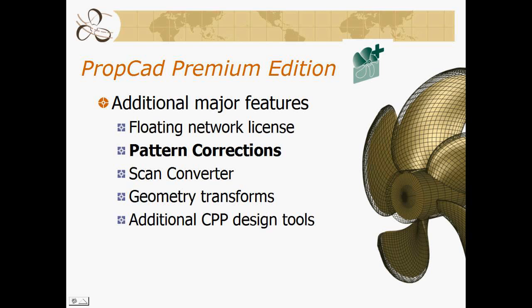Scan Converter is another significant feature of the Premium Edition. We're going to go through this utility next week, but Scan Converter allows you to use scan data from a CMM machine or a scanning device, basically XYZ coordinates, and we can convert those 3D coordinates into a 2D section shape and derive all the geometric parameters. But we'll talk about that next week.